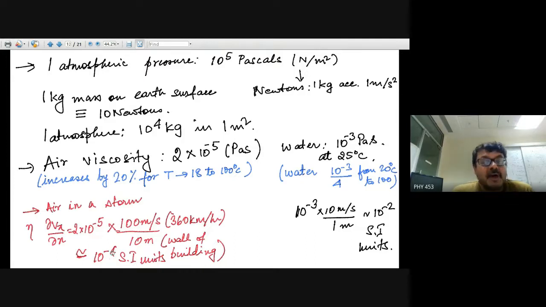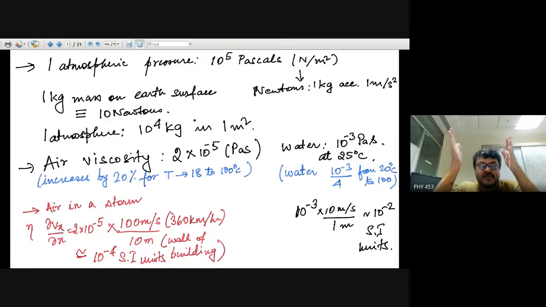If you want it more, suppose it's 50 meters, it's going to be even less. So this contribution, eta del Vx del x, is in the order of 10 to the power minus 4 SI units. On the other hand, pressure is 10 to the power 4 pascals, right? So even if you have a very large del Vx del x, it is hardly going to contribute to the change in pressure.